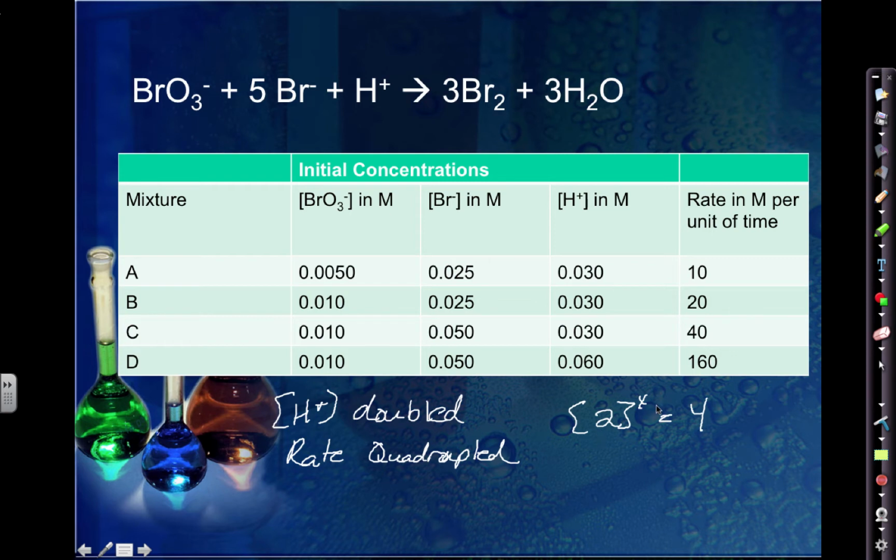Well, 2 to some power equals 4. It has to be 2. X to the second power would give me 4. So 2 to the second power would give me 4. So that means that H is a second order reaction. So now I can put all those coefficients together to get my rate law.